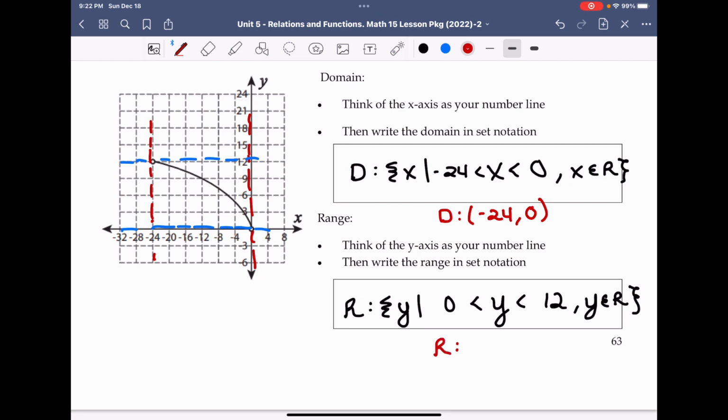This is going to be, okay, if the lowest point was 0 and it wasn't included, I'm putting a round bracket, 0. The highest point was 12, and yet again, it's not included because of the hollow dot, round bracket.